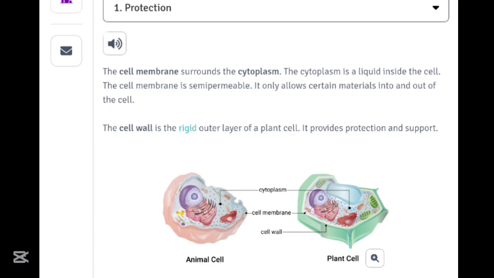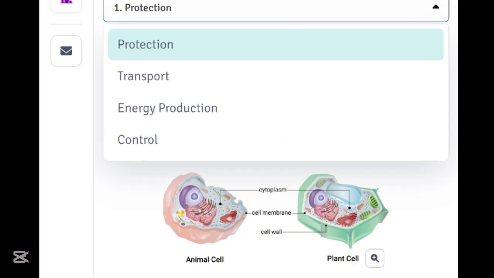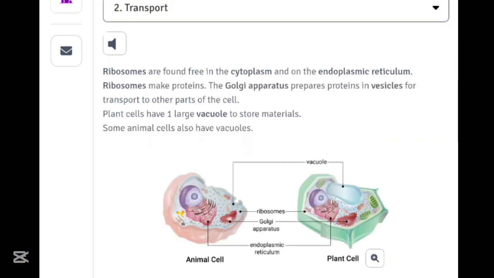The cell wall is the rigid outer layer of a plant cell. It provides protection and support. Ribosomes are found free in the cytoplasm and on the endoplasmic reticulum. Ribosomes make proteins. The Golgi apparatus prepares proteins in vesicles for transport to other parts of the cell.